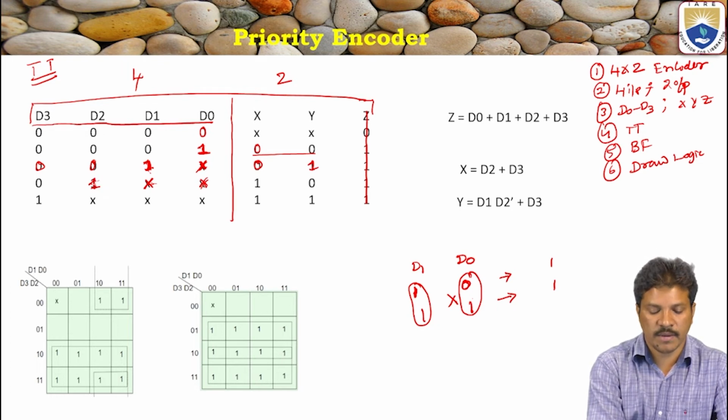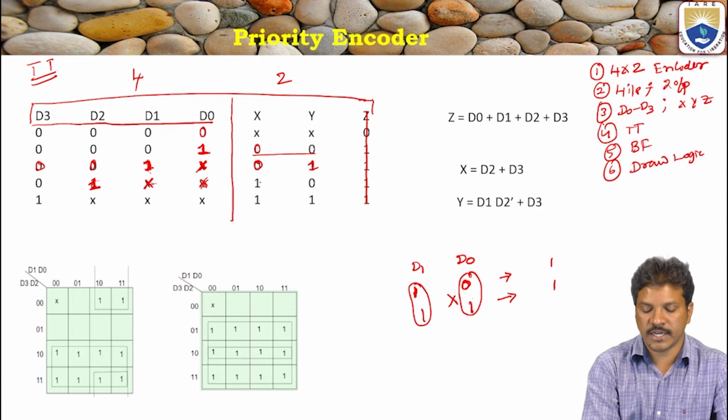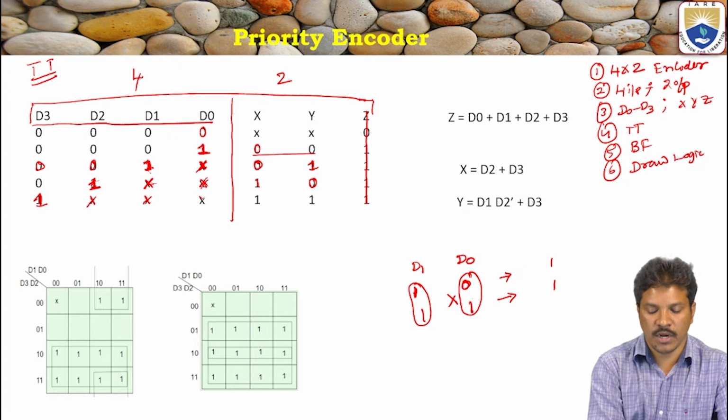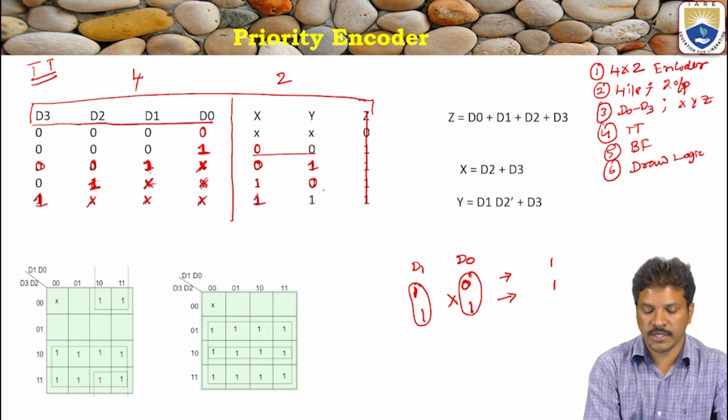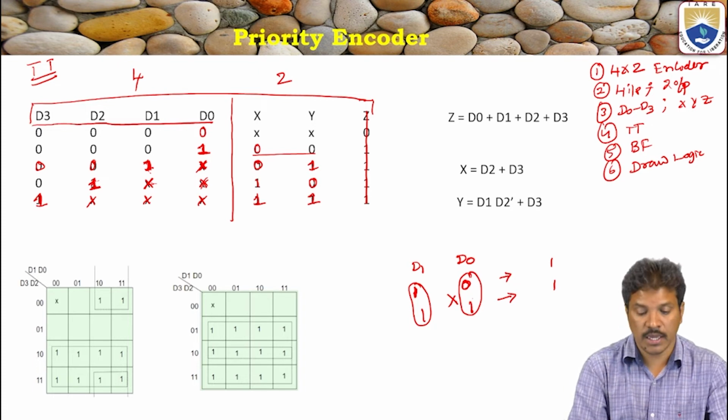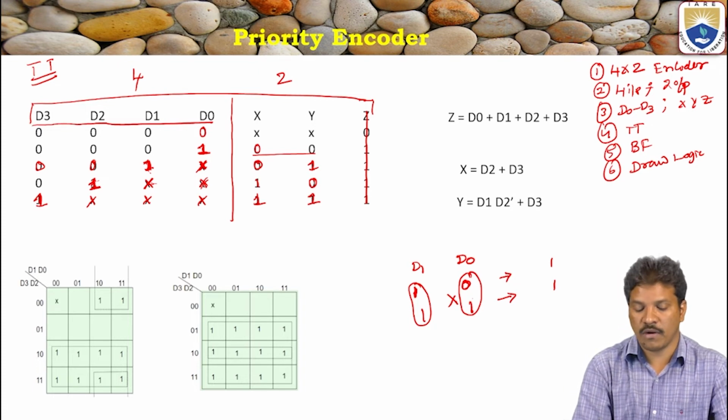When the highest input D1 is high, its corresponding number is 1, 0. When D3 is high, whatever D2, D1, D0 are, its corresponding number is 1, 1. Likewise, we can make the table for the priority encoder of 4x2 encoder, and its corresponding output for XY.